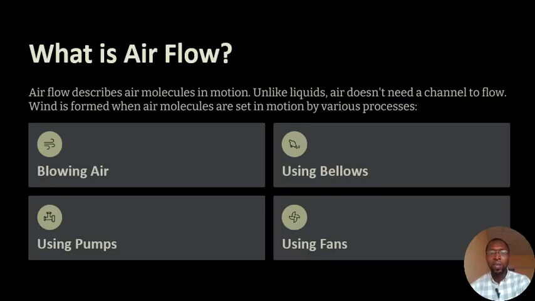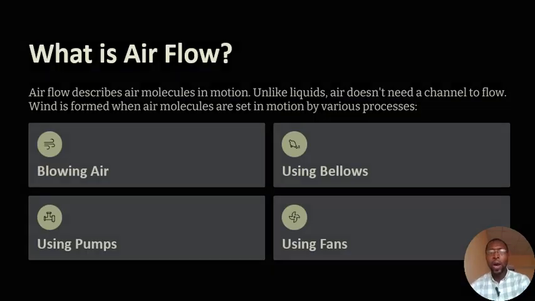And there are various processes that set air in motion. Number one is by blowing air. You can blow air with your mouth, using your hand fan, and you can use an electric fan as well, and air will be in motion. You can also use a pump in blowing air or even bellows. So these are four major processes that can be used to set air in motion. So when air is set in motion, then we can now talk about having wind.